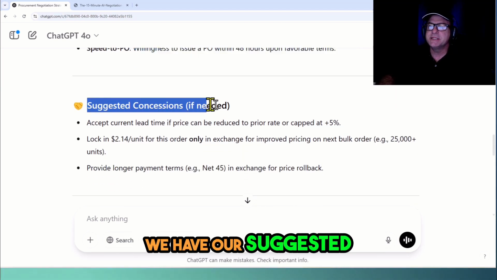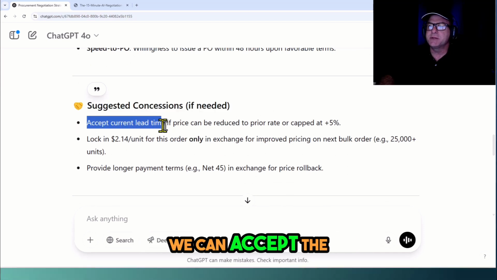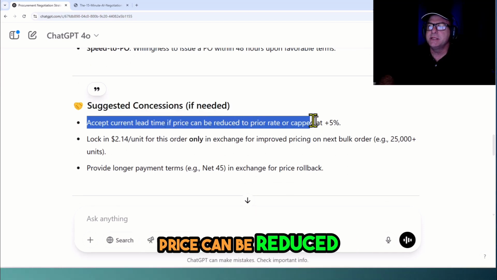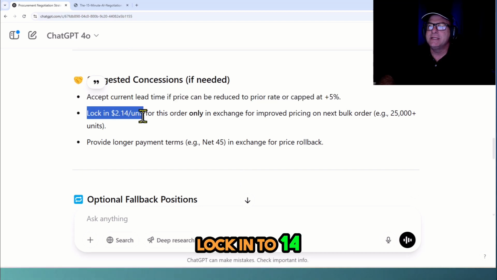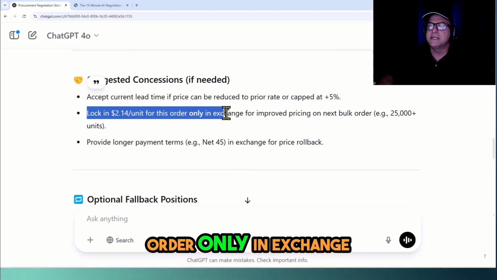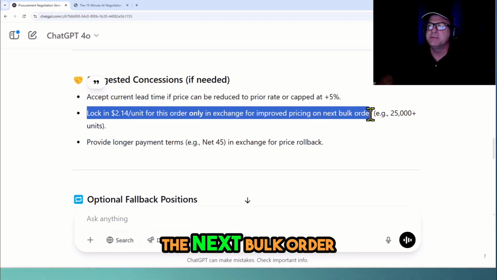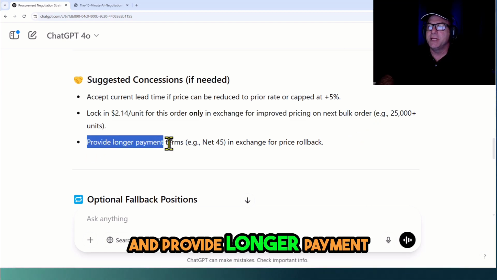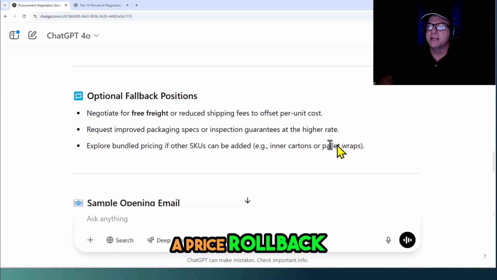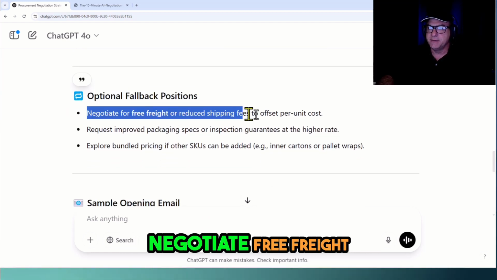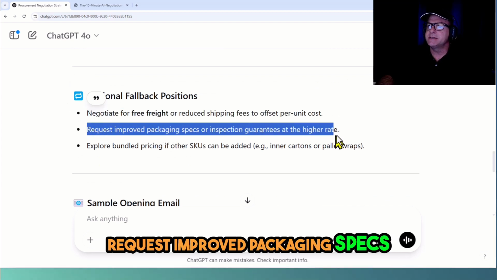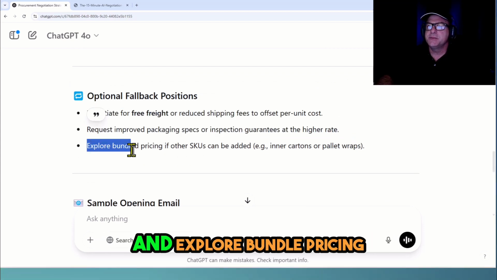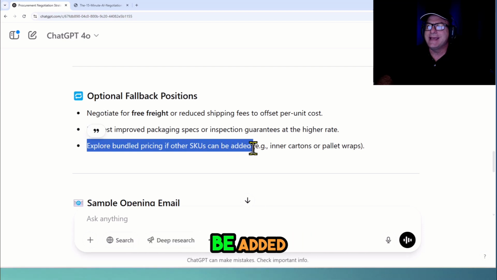We have our suggested concessions if we need to. We can accept the current lead time if price can be reduced to the prior rate or capped at 5%. Lock in $2.14 per unit for this order only, in exchange for improved pricing on the next bulk order, and provide longer payment terms in exchange for a price rollback. Optional fallback positions: negotiate free freight, reduce shipping fees, request improved packaging specs and inspection guarantees, and explore bundle pricing if the SKUs can be added.